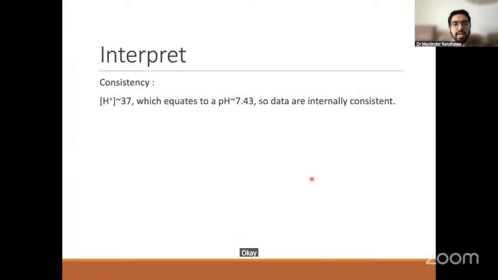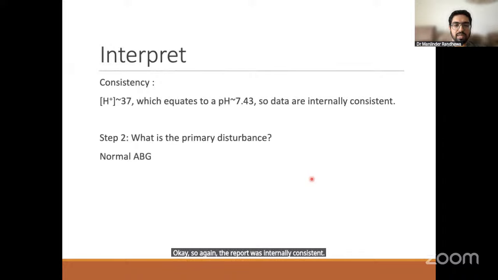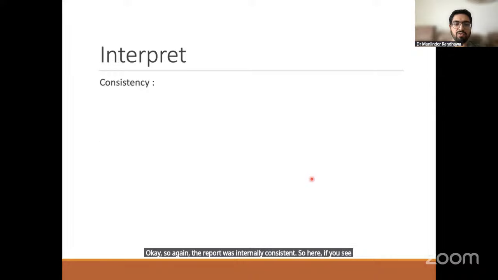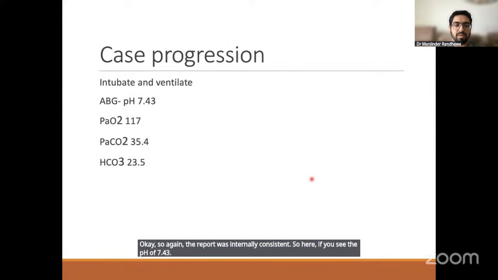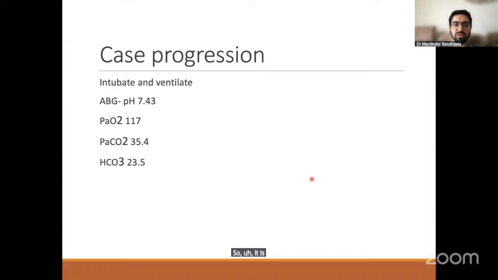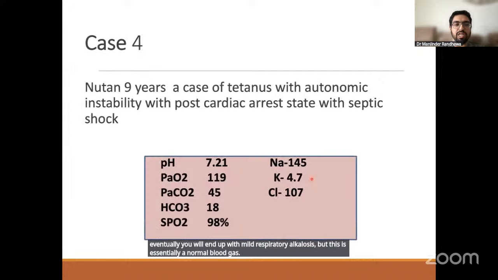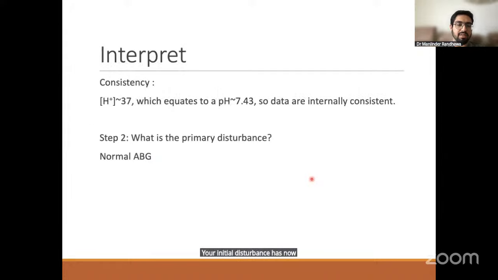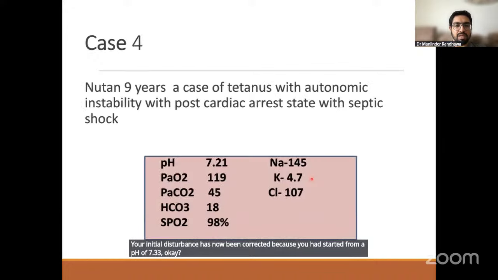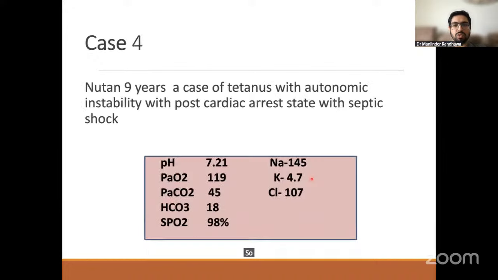Okay, so again, the report was internally consistent. Here, if you see the pH of 7.43, it is within 7.35 to 7.45. If you want to call it alkalosis, eventually you will end up with mild respiratory alkalosis, but this is essentially a normal blood gas. Your initial disturbance has now been corrected because you had started from a pH of 7.33, okay? So let's go to the next case.